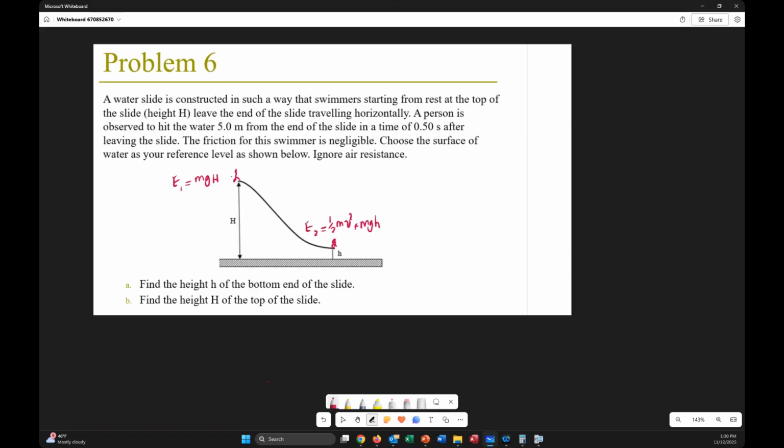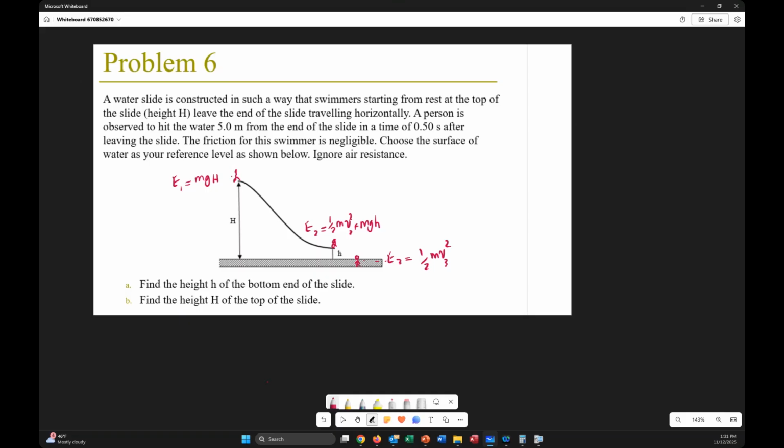But when it's hitting the water, it's on the water. Energy 3: what is energy 3? Just 1/2 m v3 squared, because when hitting the water it does have velocity. Let's call these 2 and these 3. Make sense? So energy here should equal energy here, and equal energy here. Choose the surface of water as a reference. We just did this.